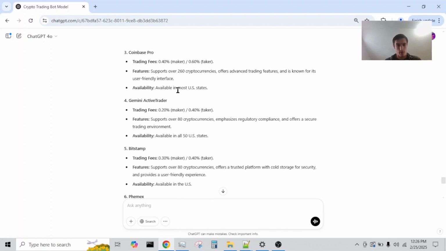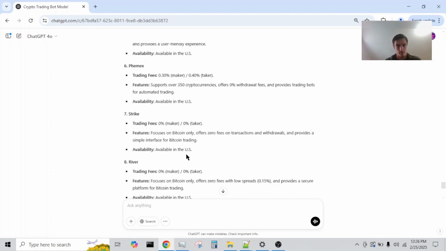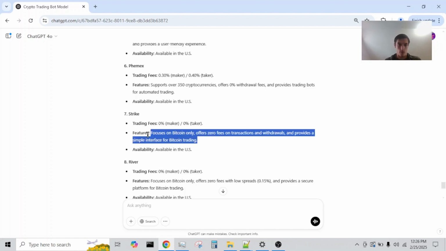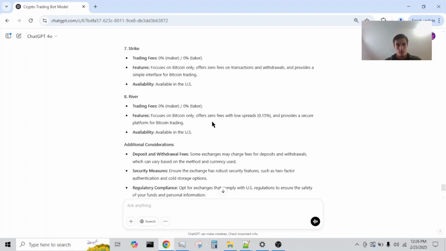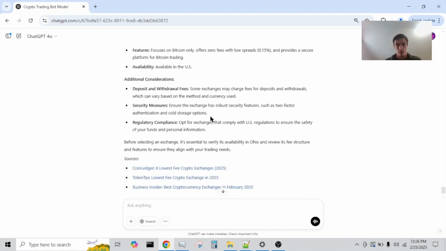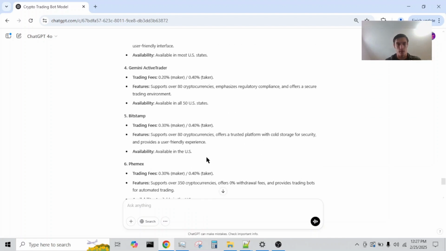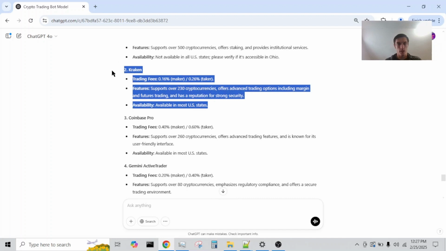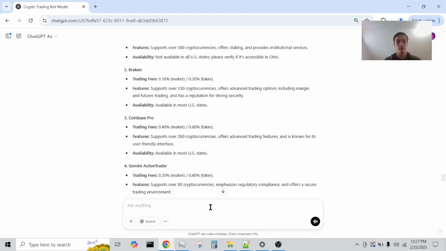And it looks like the best option after that would be Strike. Zero maker or taker fees. Wow. Only for Bitcoin trading. That could be a cool option. But we want something that can do more than just Bitcoin. So let's look into Kraken. I think Kraken would be a decent exchange for us. Can you give us more information on Kraken?